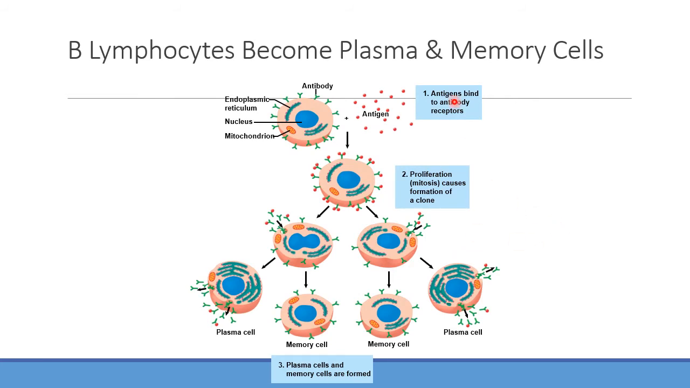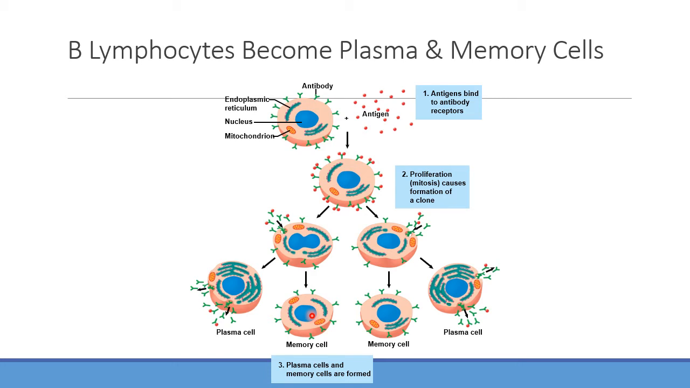Again, just another picture showing this. Antigens bind to the actual receptors themselves. This then causes proliferation, or mitosis, to occur, rapidly dividing, and then some are going to be activated plasma cells, which release the majority of the antibodies here, or they're going to become memory cells that can be used later on. So again, that secondary response tends to be a lot stronger.